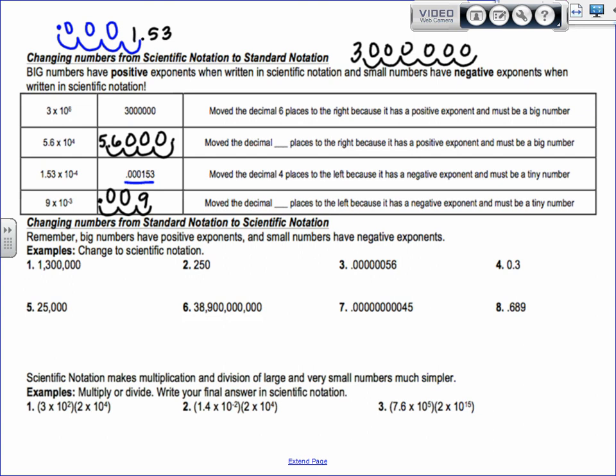All right, so it says, remember, big numbers have positive exponents and small numbers have negative exponents. So you should know how to do all of these different things. Do you guys remember how to do these? So we're going to change to scientific notation. I'm going to take from where my decimal place is now, and move it until I get my number between 1 and 10. So I'm going to go 1, 2, 3, 4, 5, 6. So I get 1.3. And it was a big number, so it's 10 to the positive 6.